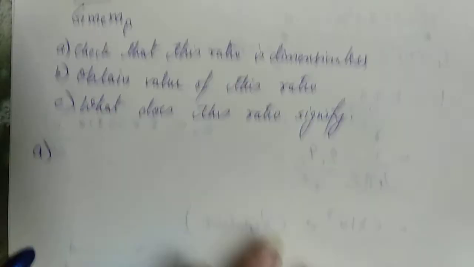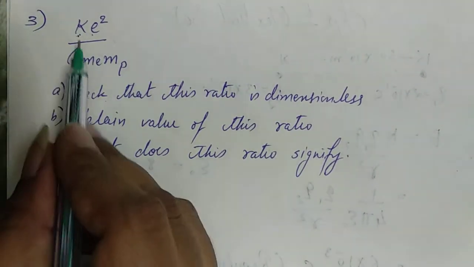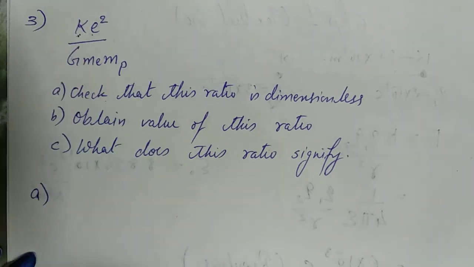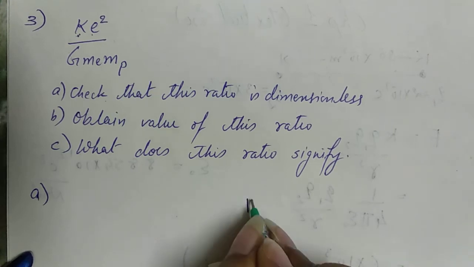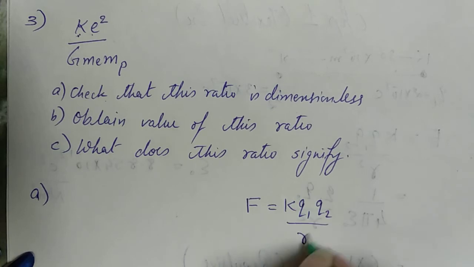So first of all, K. This is Coulomb's constant, so we'll obtain the unit of K. How will we obtain the unit of K? That is from the formula of Coulomb's law, that is F is equals to K Q1 Q2 upon R square.